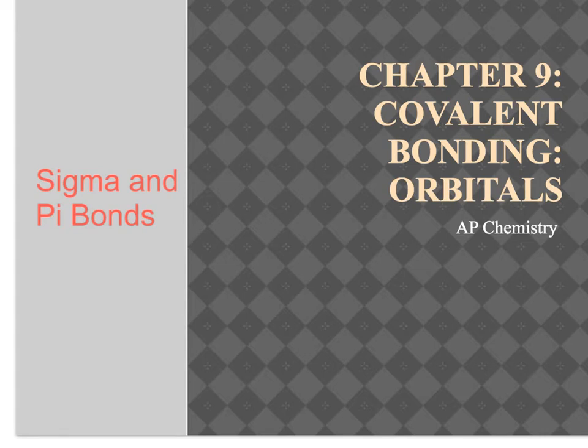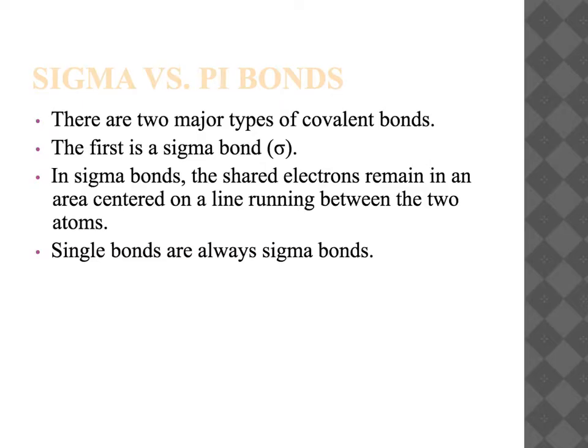This video continues Chapter 9 and will focus on sigma and pi bonds. There are two major types of covalent bonds. The first one is sigma and the second is pi. In sigma bonds, and the symbol we'll be using to represent that, you see before you, these shared electrons are going to remain in the area that is right between the two atoms. Single bonds are always sigma bonds.